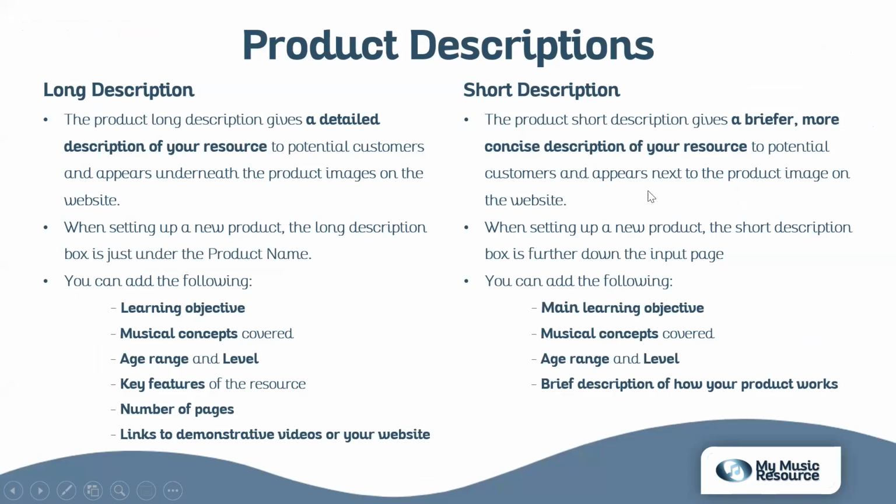Your short description appears next to the resource. It's the first thing the customer will see, so it needs to be quite snappy and concise. So you don't want to add too much information here, but maybe the main learning objectives, musical concepts covered, the age range and level that your resource is aimed at, and a briefer description of how it works.